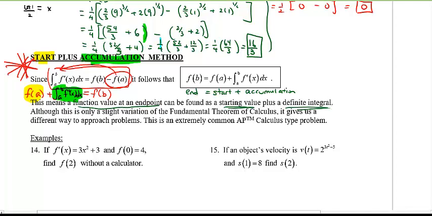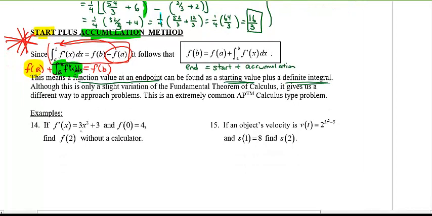So looking at number 14 here, I've given you the derivative. And notice I said f of 0 equals 4. So this is like my start. And I want you to find the end. Okay? So that's the idea. Start and end. So what can we do? I would say go ahead and use this idea of start plus accumulation. So the ending value, f of 2, equals the starting value, f of 0, plus the integral from 0 to 2 of the derivative, 3x squared plus 3 dx.